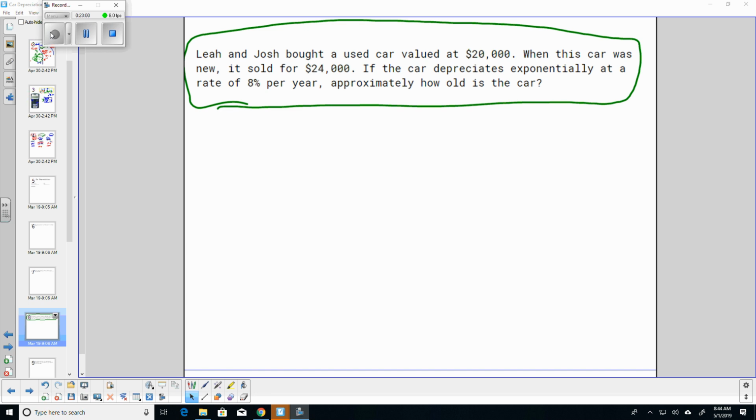So this is the base model for this equation: Y equals A times (1 minus R) to the T. The reason it's minus is because this car depreciates. It doesn't grow. Now, the variables we know: remember, this is used, this is new, this is rate, and this is years.